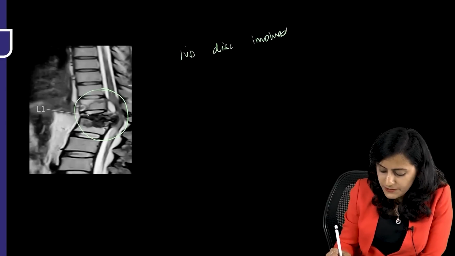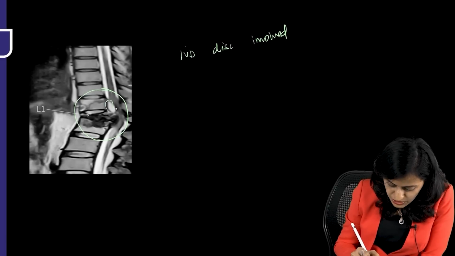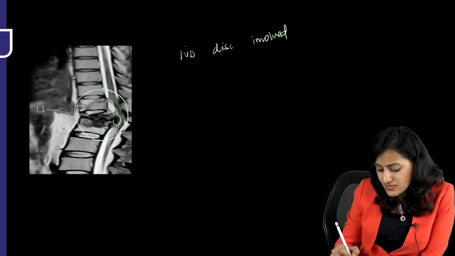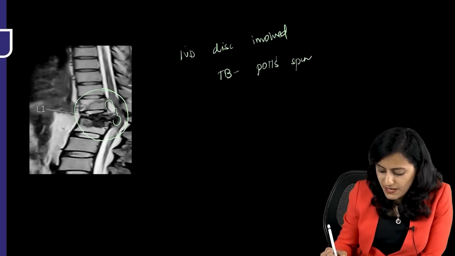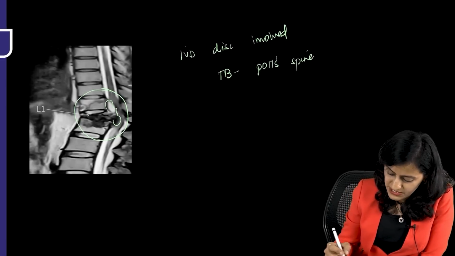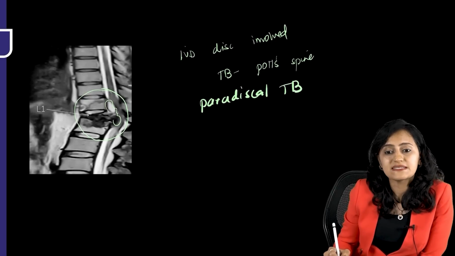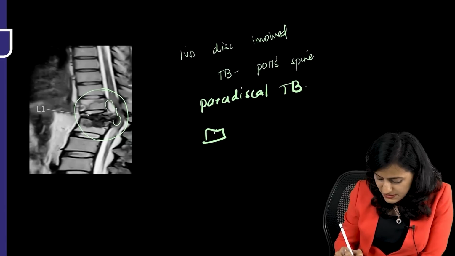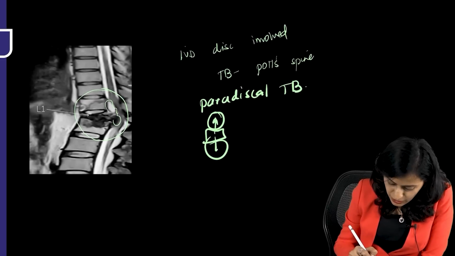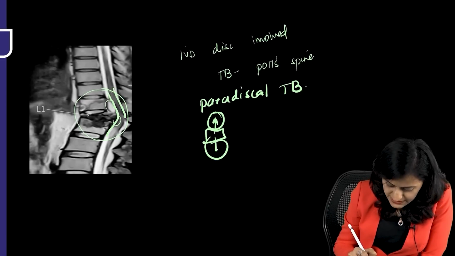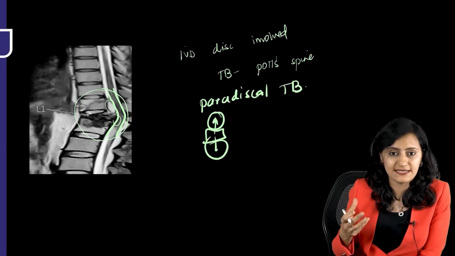Whenever you have the intervertebral disc also involved, with the formation of a collection abscess like this, think of TB spine, that is called Pott's spine, because the most common type of TB is paradiscal TB. So the intervertebral disc involves the adjacent vertebra. Look at how the abscess formed can compress the spinal cord, and that is why it can lead to paraplegia as well.